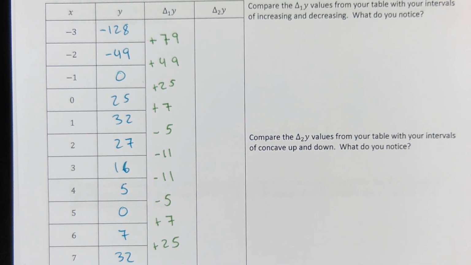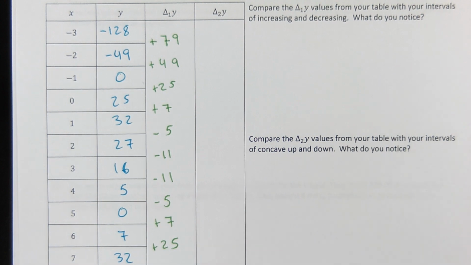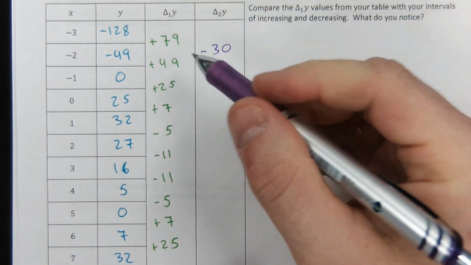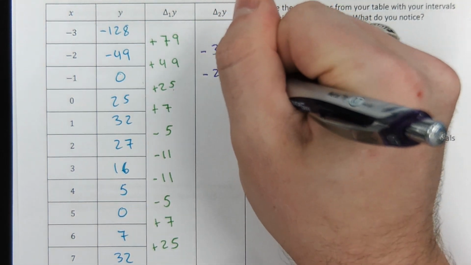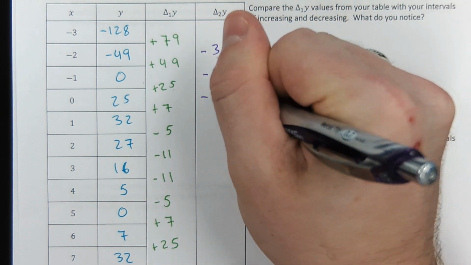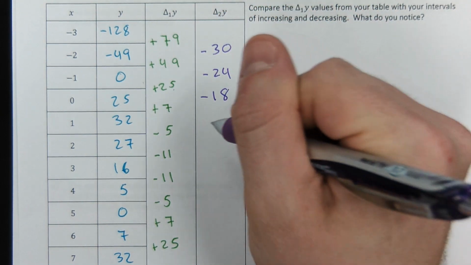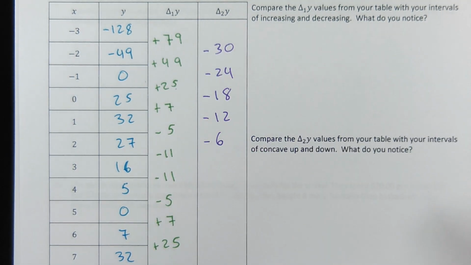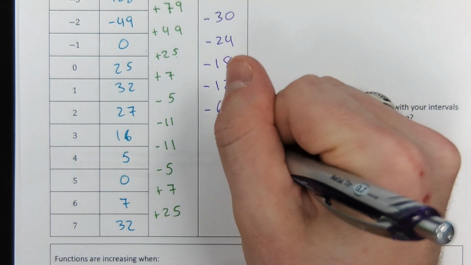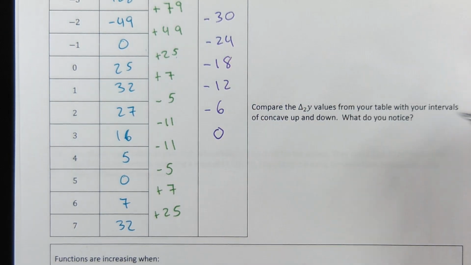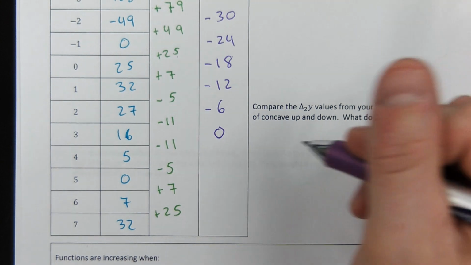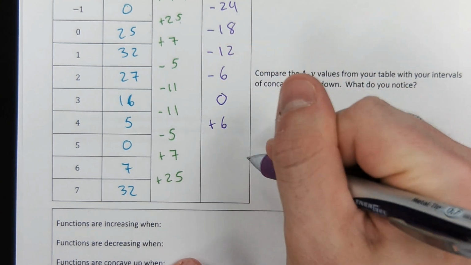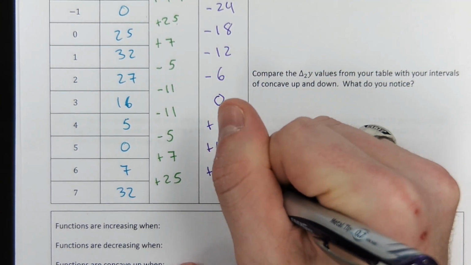Alrighty. Now let's do our second differences. To go from 79 to 49, I had to subtract 30. To go from 49 to 25, I have to subtract 24. Then it's minus 18, minus 12, minus 6. Goodness. Oh, but to go from negative 11 to negative 11 is just nothing. I'm not going to write plus. I'm just going to write 0. And then to go from negative 11 to negative 5 is plus 6, and then plus 12, and then plus 18.